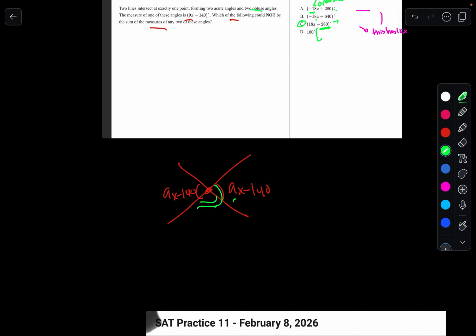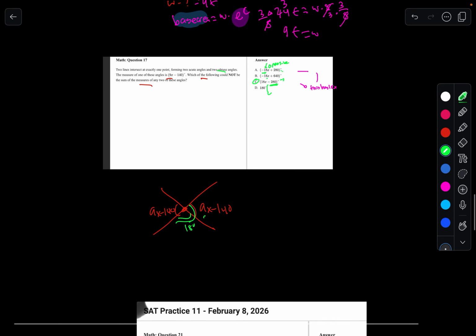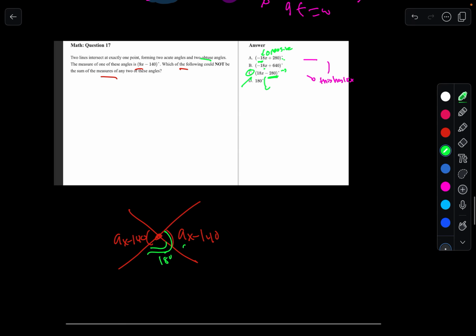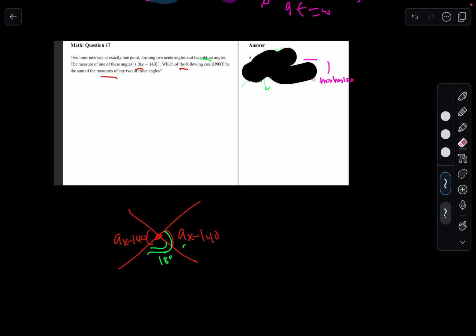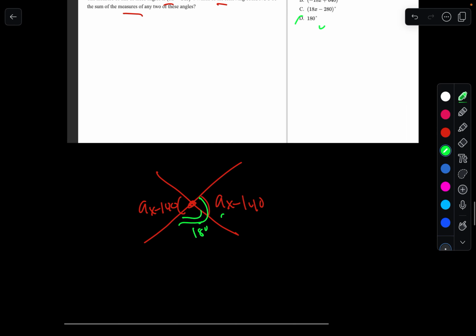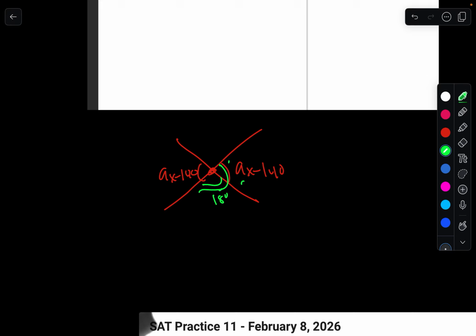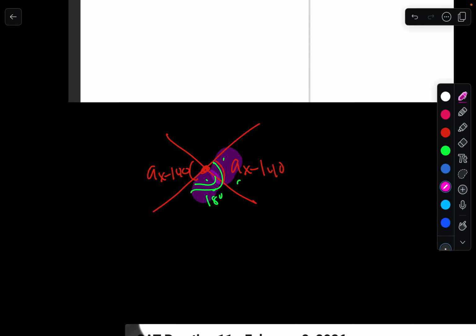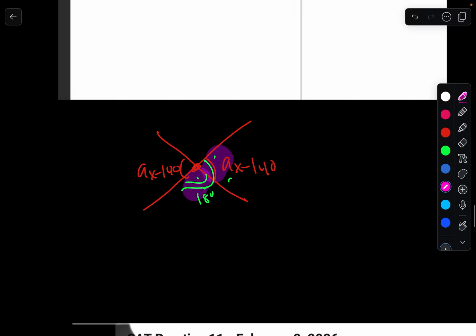See right here, because they form a line, so 180 degrees. So we already know right off the bat it can't be this one. It definitely can't be 180 because this angle and this angle, and like this one, form a line, so that means they form a 180 angle. And yeah, they're supplementary angles.